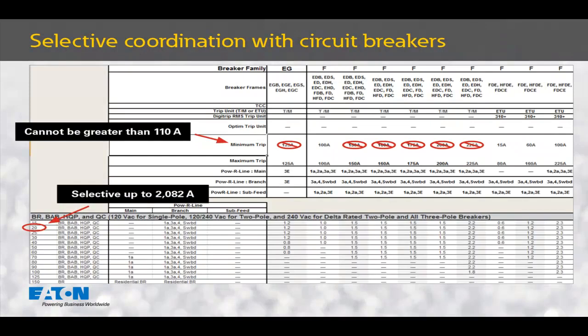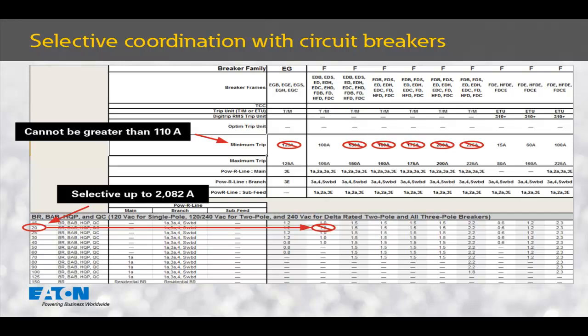To begin the selection process, I start with the BAB20 on the left-hand side of this spreadsheet, and that has to selectively coordinate up to 2082 amps. To select the proper upstream device, I move to the right in this table until I find a device that is capable of achieving my protection of 110 amps and has a number in the table that exceeds or equals 2082 amps. The first possible device I come to is the F-Frame 100 amp thermomagnetic circuit breaker.